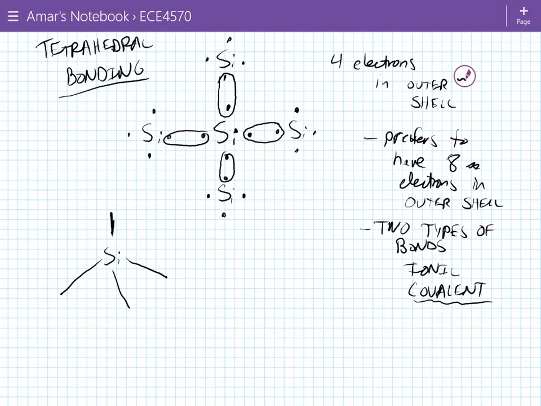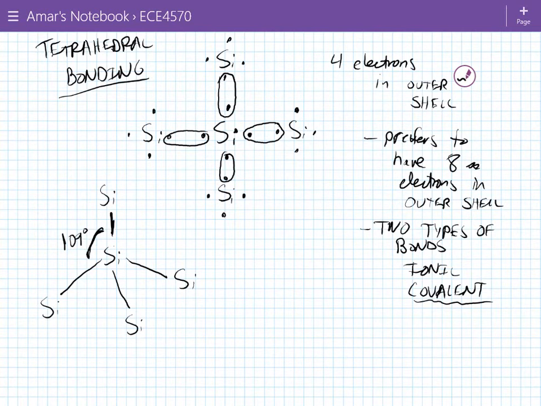So I'm drawing this in 3D right now. This was a 2D dot diagram that I drew earlier, but now I'm drawing a 3D diagram here. You can see that this looks sort of like the legs of a tripod. And there's one up here, one up here, one up here, one up here. Now the angle between these is 109 degrees. And it's 109 degrees if you take any two legs of the tripod.